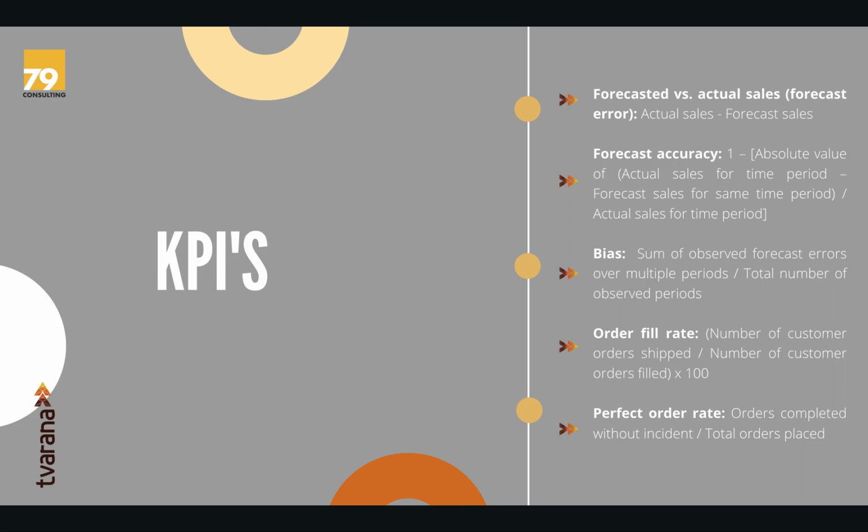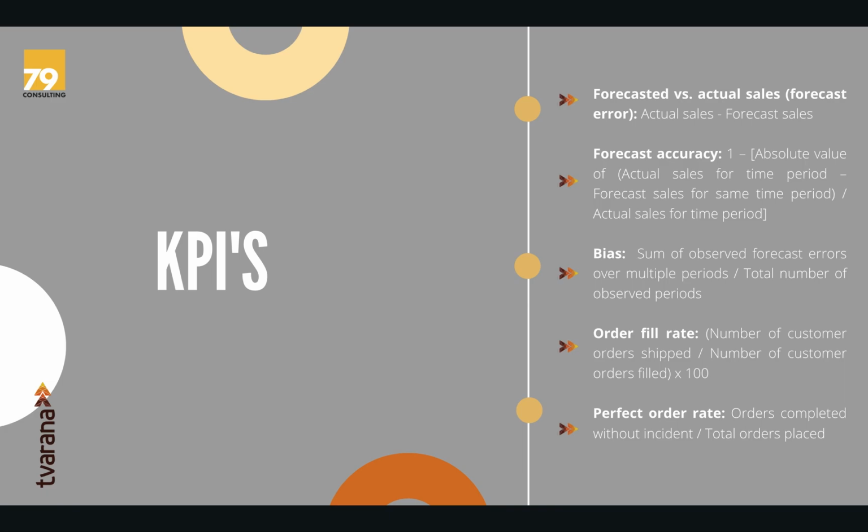The next one is forecast accuracy. Forecast accuracy is the big picture demand planning KPI. This tells you how accurate your predictions for demand and sales have been. The better your forecast accuracy, the more aligned your operational costs are with demand and the higher your profits. It's basically one minus the absolute value of actual sales minus forecast sales, divided by actual sales.